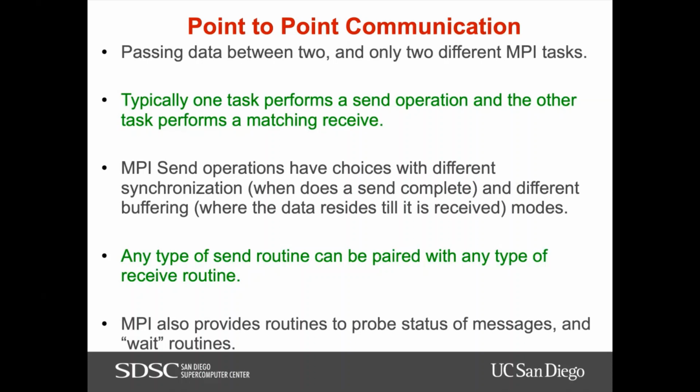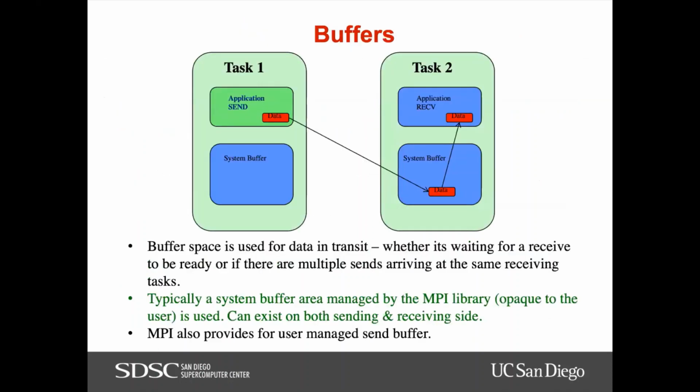The send operations have choices with different synchronization and buffering options. Basically, when is a send considered to be complete, and where does the data sit till it's received, and so on. Any type of send routine can be paired with any type of receive routine. MPI also has some routines to probe the status of the messages and some wait routines associated with that. So let's look at some of the examples.